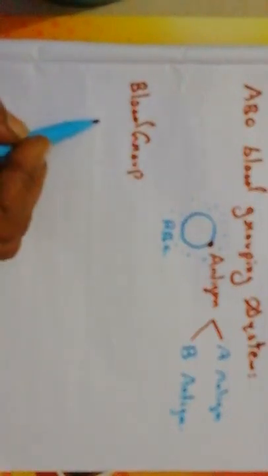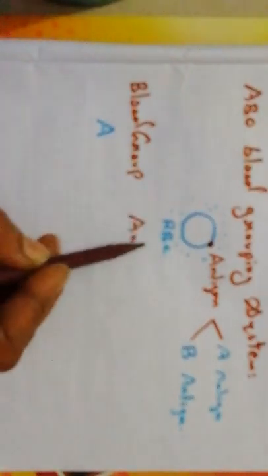So first, let's consider blood group A. Here we can write blood group. So here the blood group is A. Which means, do you understand what will be the antigen here?